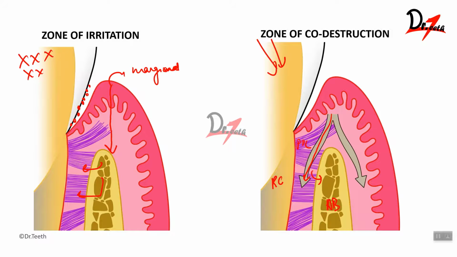So remember, in case of only the presence of plaque, there are horizontal bone defects with suprabony pockets, and in case of areas of co-destruction, that is plaque along with the occlusal forces, it leads to vertical bone defects or angular bone defects along with infrabony pockets.